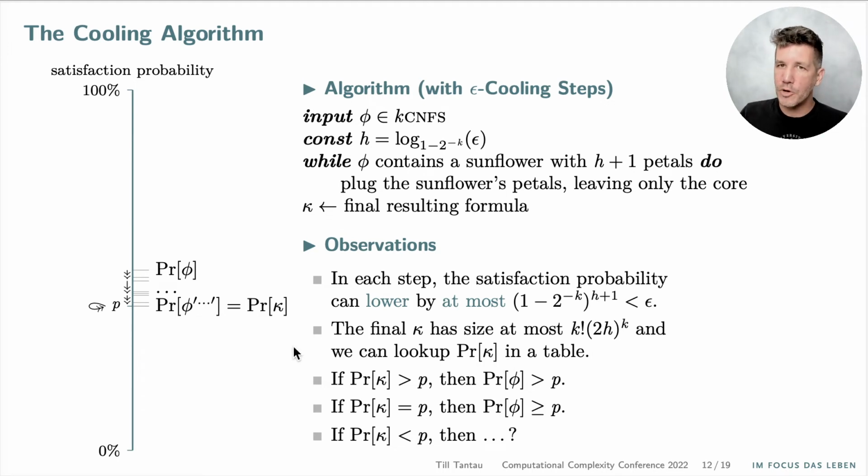Okay, so we now have a concrete algorithm to do this cooling that always starts somewhere, does the cooling, and then if you wind up above P, you were above P. If you wind up at P, you were at or above P. And if you wind up below, who knows what's going on. And that is going to be the second main course that we have to look at. What are we going to do in this case? How are we going to address that?